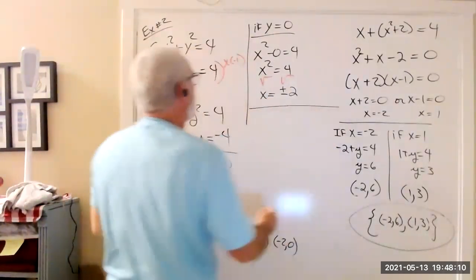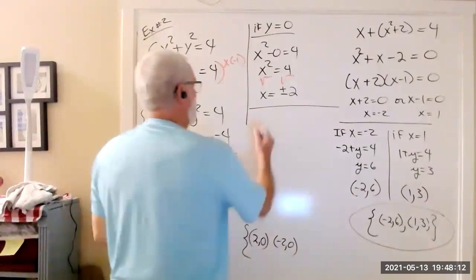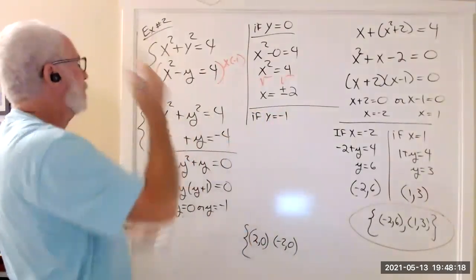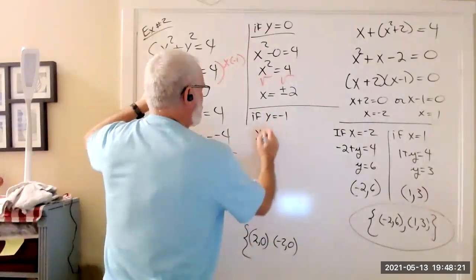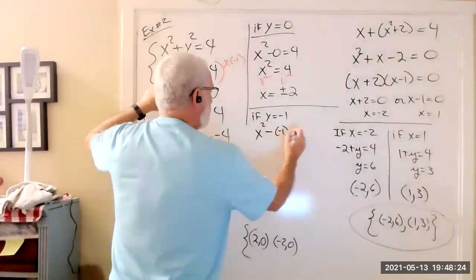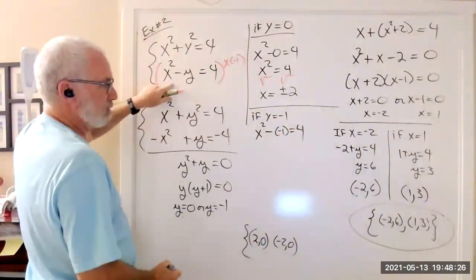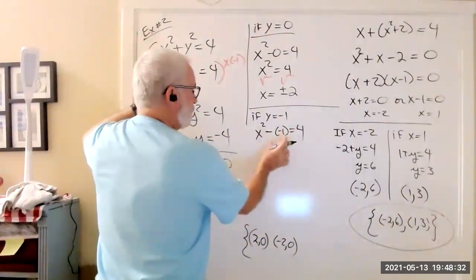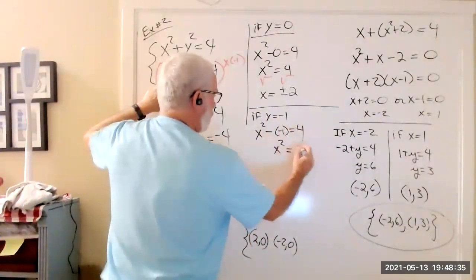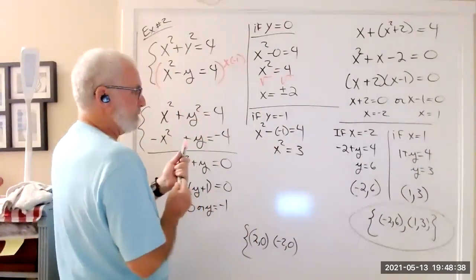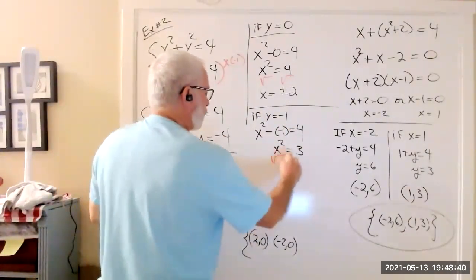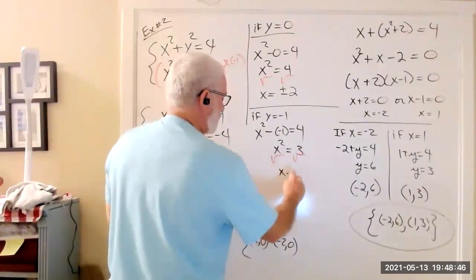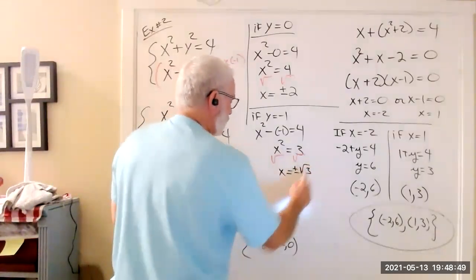Well, go for the other one. What if y was -1? If y equals -1, let's plug it back in. Then x squared minus a -1 equals 4. That's plus, so take it away. So I get x squared equals 3. Again, square root both sides, but the square root of 3 is ugly. So we just say x is plus or minus the square root of 3.